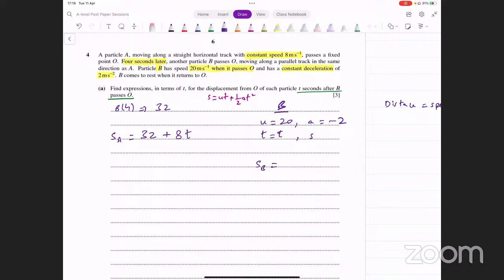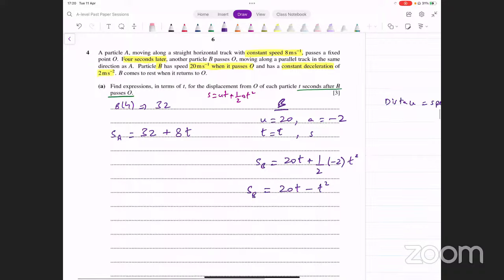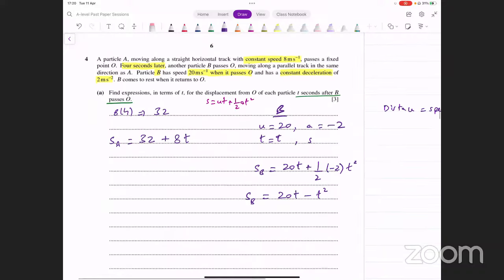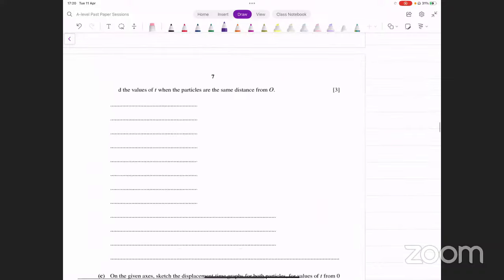SB will be u, which is 20, into t, plus half into a, which is -2, into t squared. And that gives us 20t minus t squared. That should be the displacement of particle B t seconds after it passes O. All right, so these are the two expressions we have for particle A and particle B. Okay, let's move on.